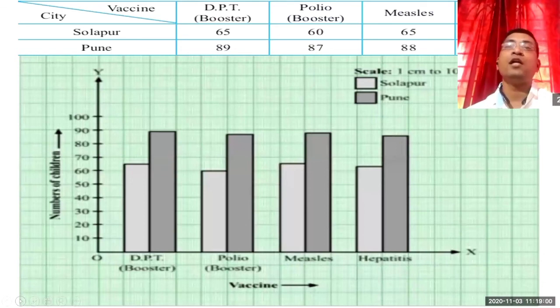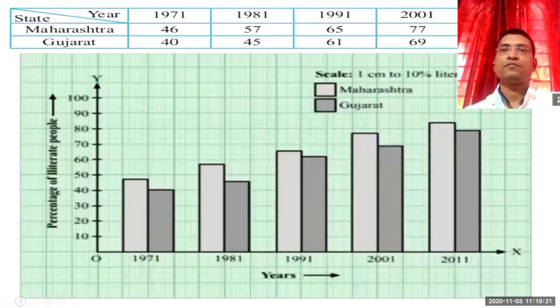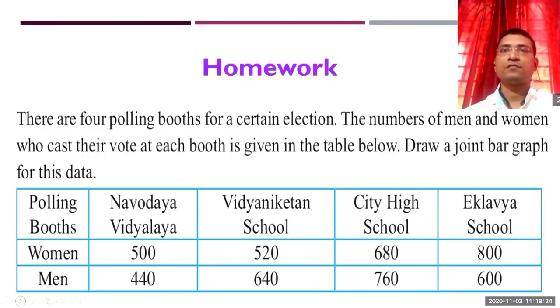Now students, we will learn how to draw a joint bar graph, how to read a joint bar graph, how to answer questions on the joint bar graph, and we will understand the scale, where the labels are given, and how to draw bar graphs. Now we will go to the homework section. Dear students, this is today's homework. Take a screenshot of this.